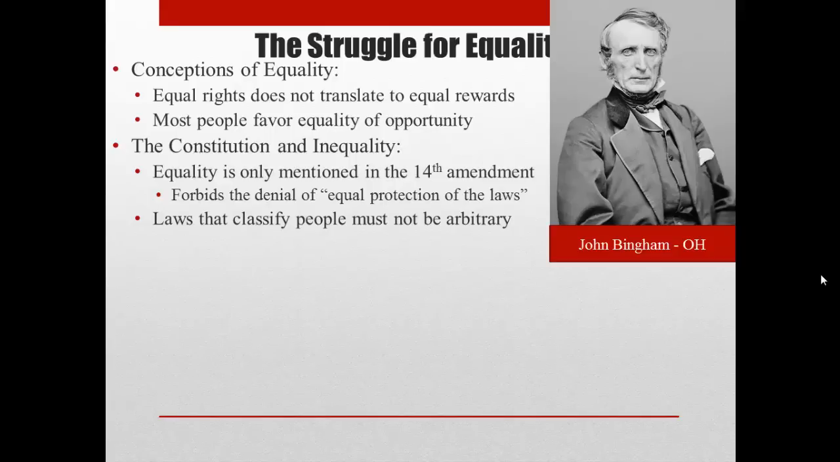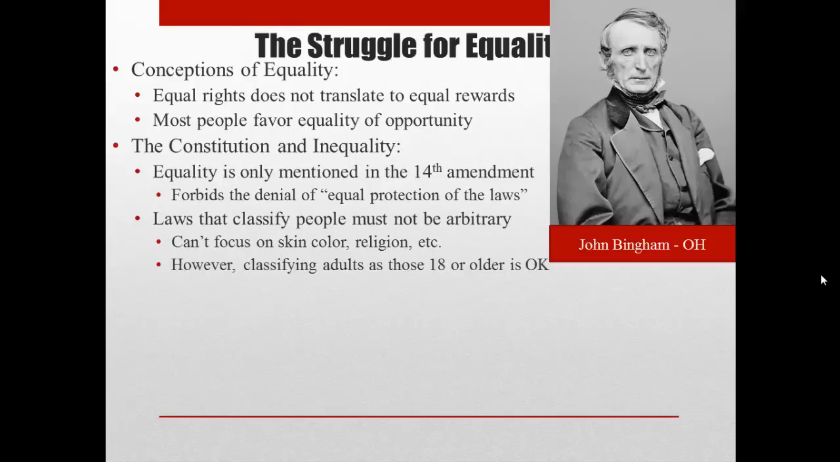Laws that classify people must not be arbitrary or random, so they can't focus on skin color, religion, etc. They can't really go after a specific group of people. However, classifying adults as those 18 and older is okay. So you can classify people based on age, with adult age being 18. You just can't classify people based on skin color, religion, etc. by laws. So let's talk about standards of review.